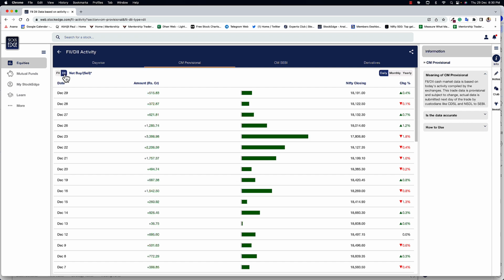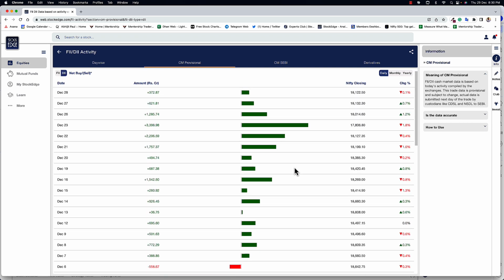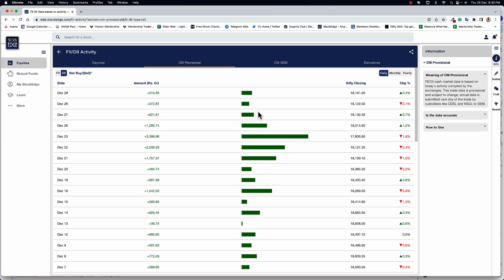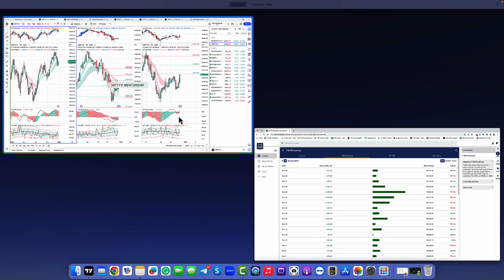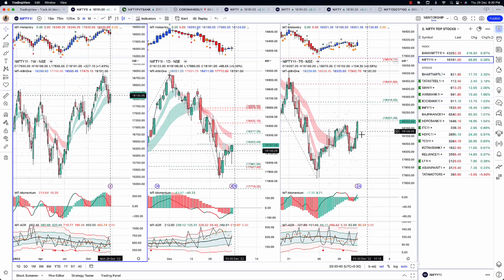And of course, if you take a look at the DII numbers, it will give you a completely different picture, thanks to the liquidity that our mutual funds are enjoying. So coming back to the market, Nifty, we discussed.